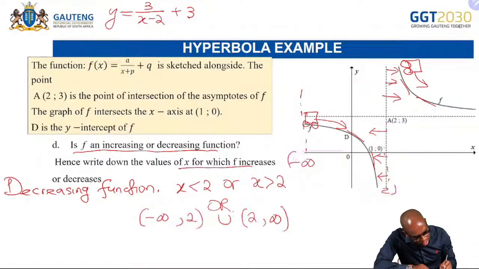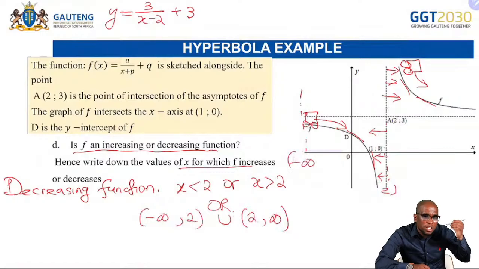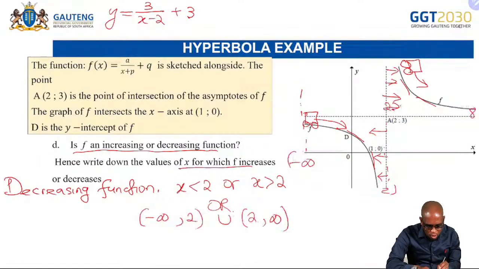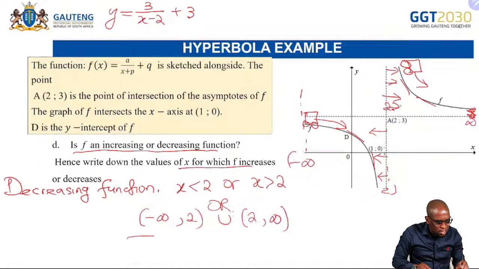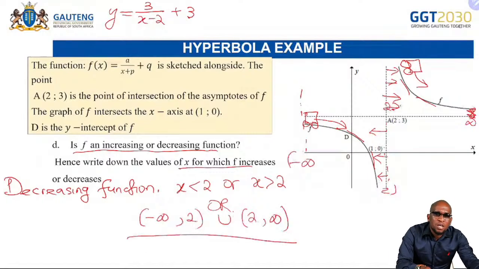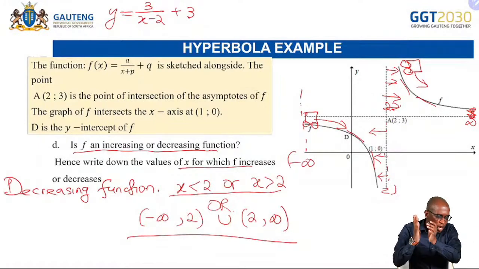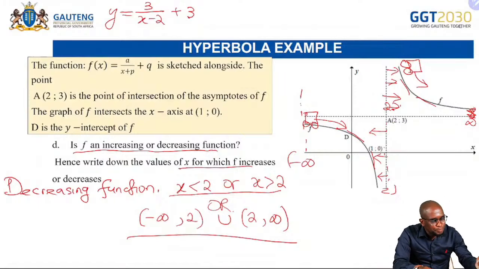It is also decreasing here when you start from 2 to positive infinity. That's how we can write that down in our interval notation. Here we write that down in our inequality notation. That's where the graph is decreasing. It decreases from minus infinity to 2, and from 2 to infinity.